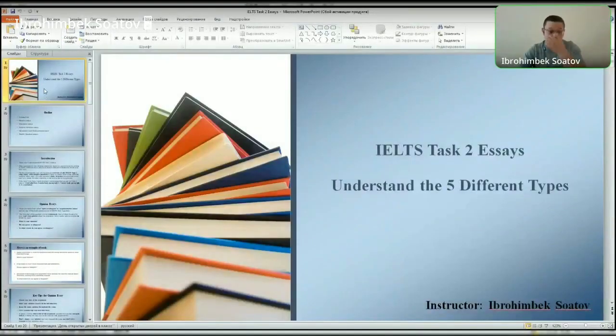Okay, good morning everybody. Now we're going to start today's lesson. In our previous classes, we talked about how to write sentences, paragraphs, and developing different kinds of paragraphs. Today, in this presentation, we'll be looking through the 5 different types of academic essays.